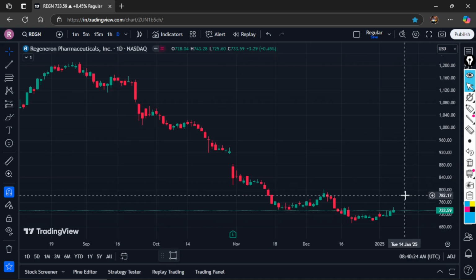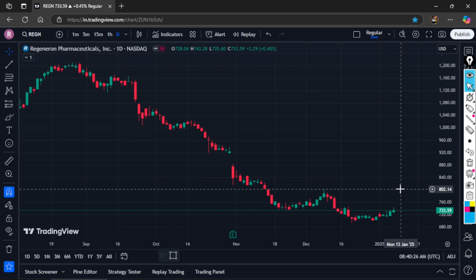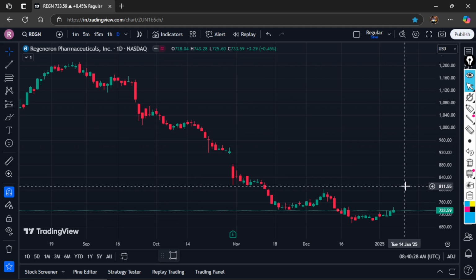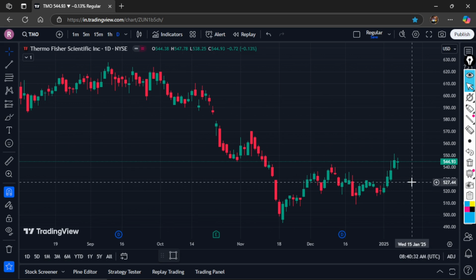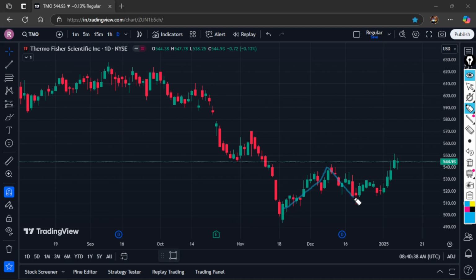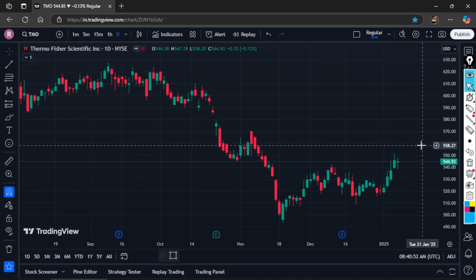Here in RAGN we are just going to do one kind of wait and watch scenario and nothing more. Here in TMO I am interested in buying side, not in selling side. You can see the move it is trying to make is upside, so I am interested in buying side, not in selling side. So if it opens and tries to go upside, we can take an upside move scenario and make something out of it.